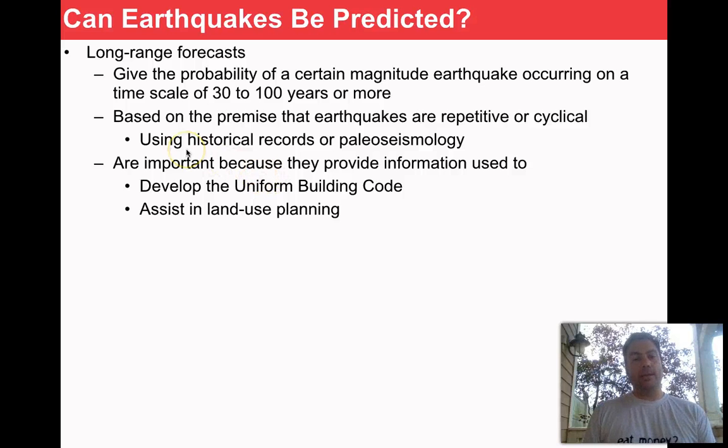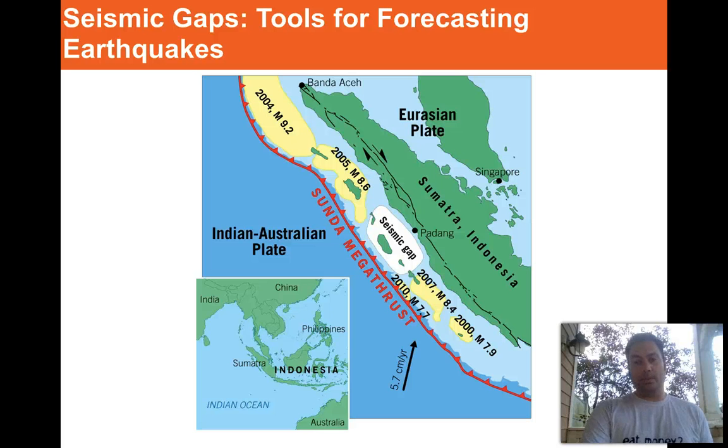We can use a couple of techniques other than just simply looking at old records. We can actually look at the earth itself. We can use historical records, like I was talking about the monks and the monasteries in China, to look at those old Chinese records. But we can also do something called Paleoseismology. This information is useful for developing a uniform building code in an area, and it also assists in land use planning. So Paleoseismology is a cool study. This is where you actually get to go out and dig up faults and learn about them. I'll show you an image of this here momentarily.